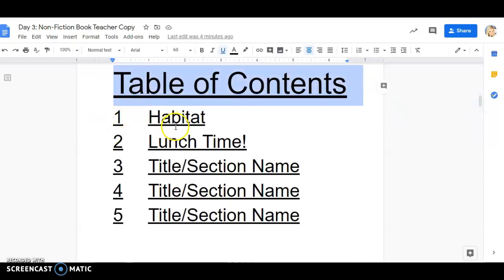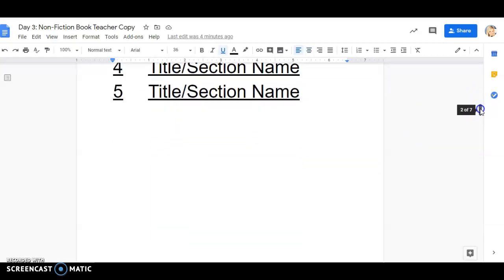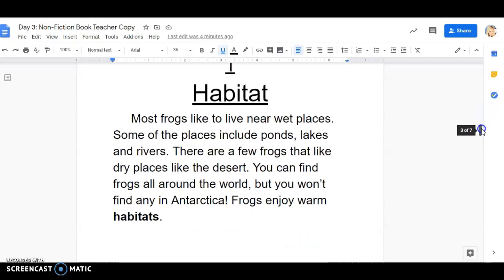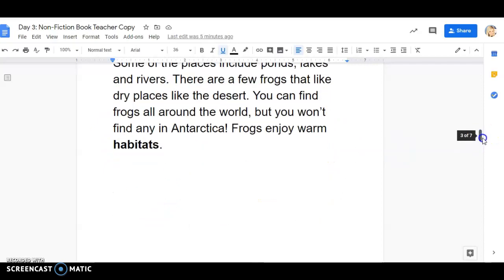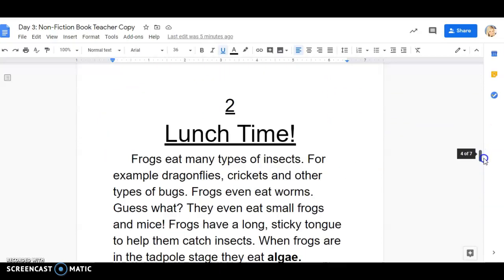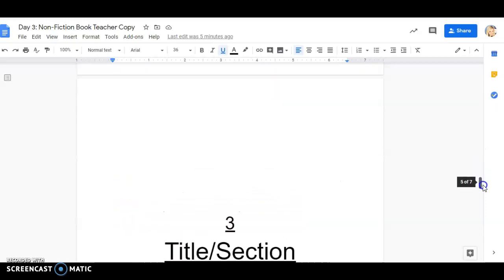My first one was habitat. Second was talking about what frogs eat, so I titled it lunchtime. Today I'm going to be working on my third section. First, I want to scroll down. You want to make sure you have all your sections on here. One was habitat. I only talked about where frogs live. I included a bold word. Two, I was talking about what they eat, so I labeled it lunchtime.